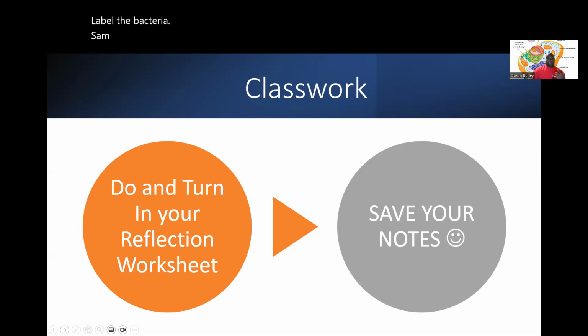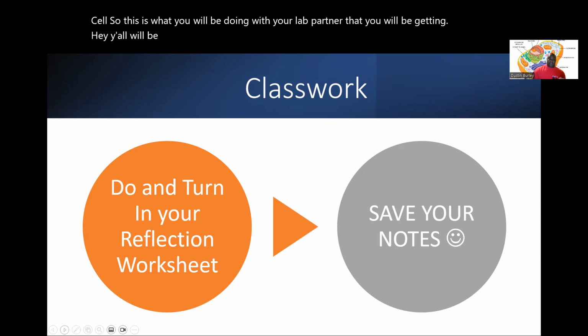And then we probably label a bacteria cell. So this is what you will be doing with your lab partner that you will be getting. And y'all will be working on this activity together and helping each other out.